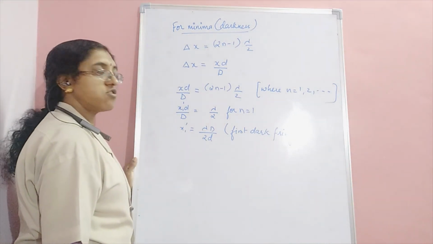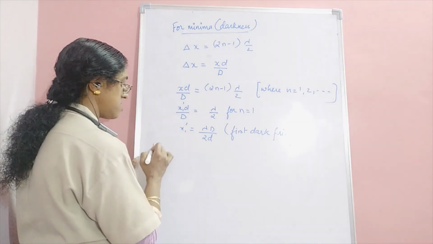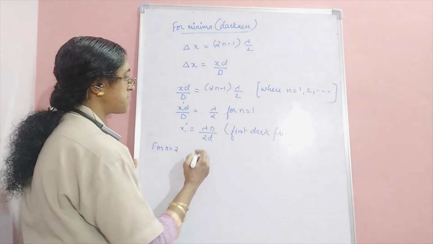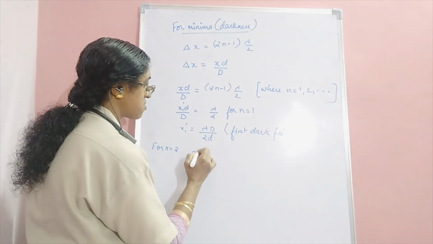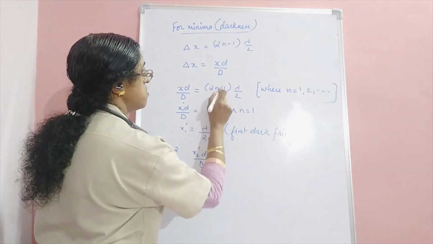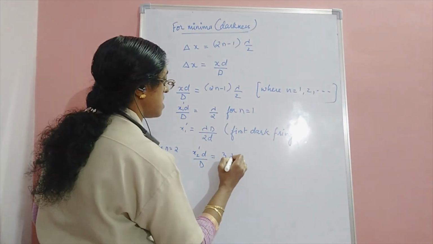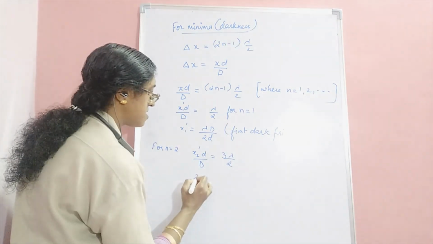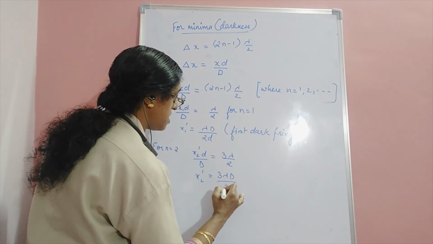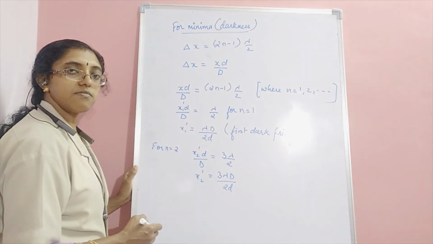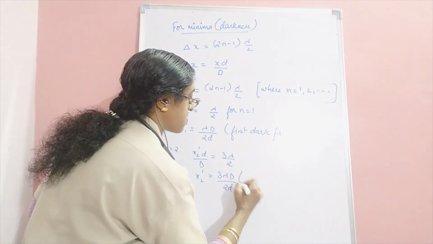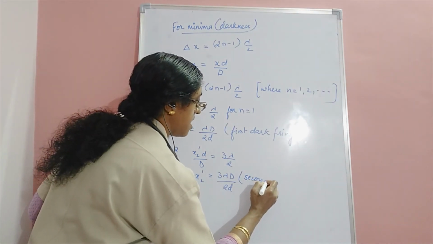Similarly, I'll find out for the second fringe, that is for n equal to 2. For n equal to 2, when I substitute it, I would get x2 dash times small d by capital D equal to 3 lambda by 2. That is x2 dash is equal to 3 lambda capital D upon 2d. Right? Now, I have found out the first dark fringe, and I have found out the second dark fringe.